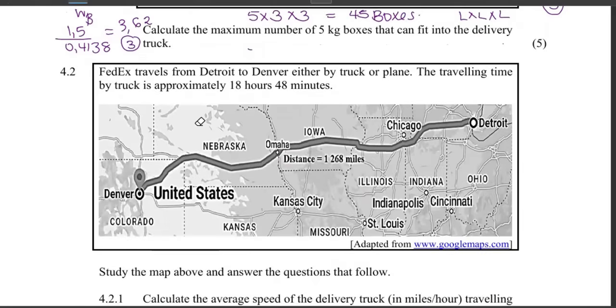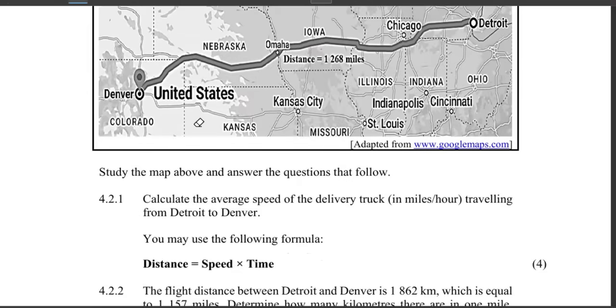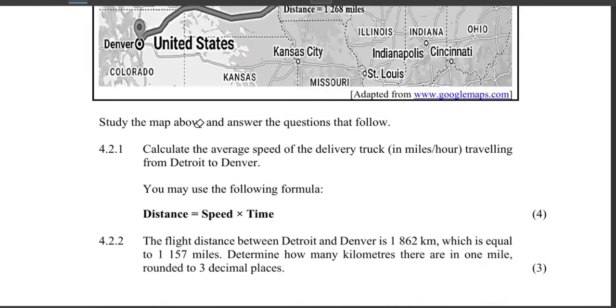All right, 4.2. 4.2 talks of FedEx travels from Detroit to Denver, either by truck or plane. The traveling time by the truck is approximately 18 hours, 48 minutes. 4.2.1, calculate the average speed. Please, whenever they give you a formula like this, show us the formula. Turning it around will make your work easy.